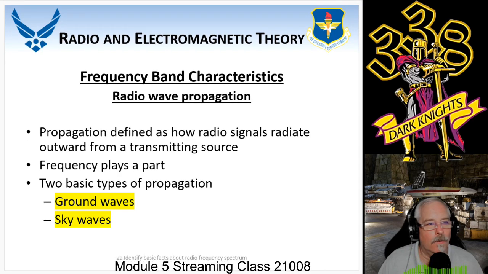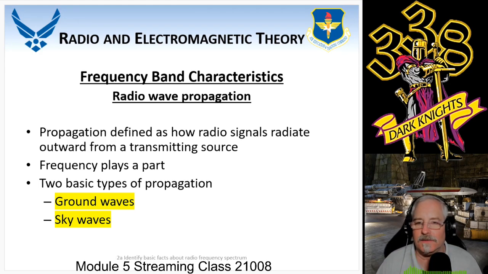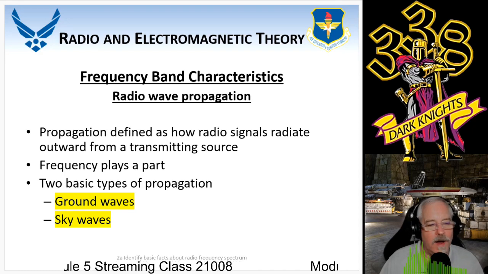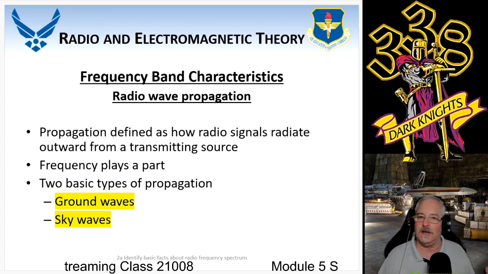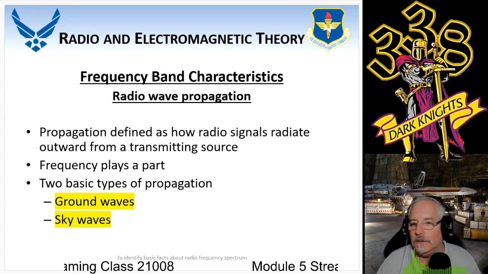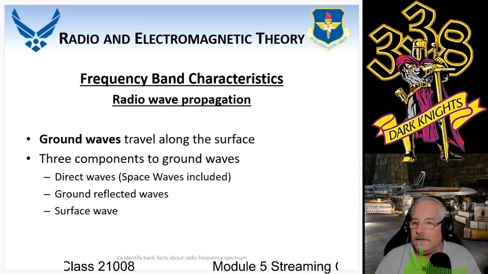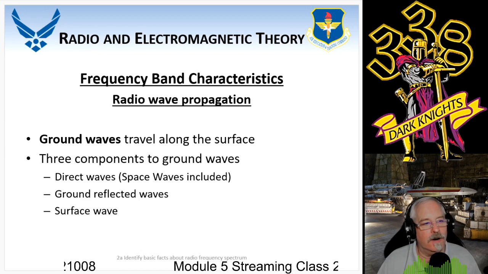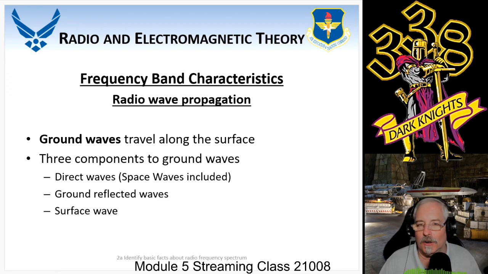So when we look at radio wave propagation, they all play a part in these frequencies. So let's take a look. There are two basic types, your ground waves and sky waves, when we propagate. Now, the antenna, what is it going to do as far as going the distance? Ground waves, pretty much what it says. It's all on the ground. You've got direct waves, and the big thing on direct waves is that space waves are included in it.